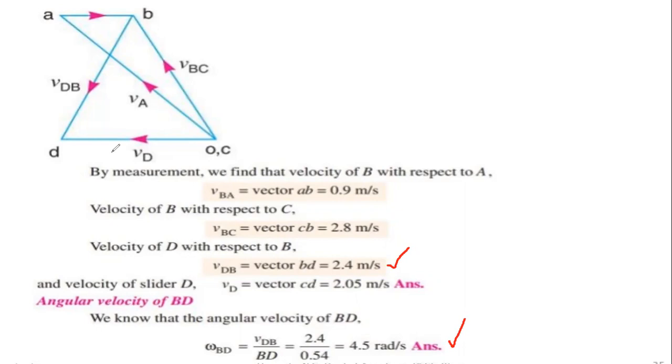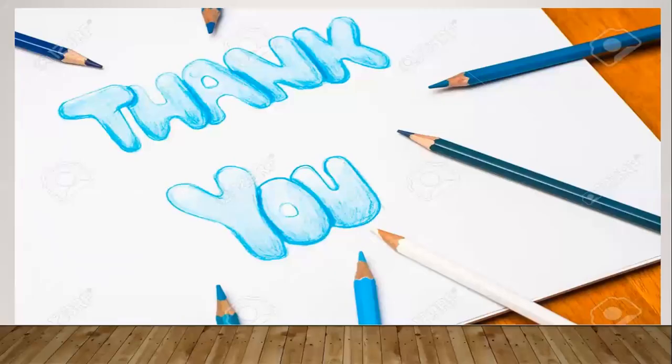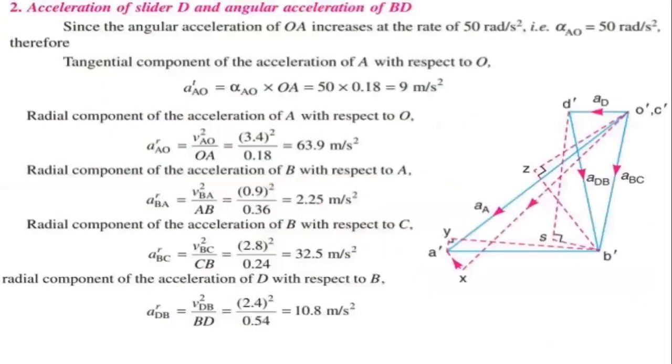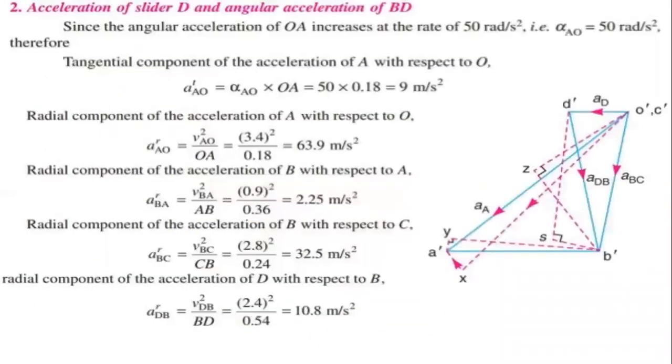So this is the angular velocity of BD. And next we need to find the acceleration of the slider B and the angular acceleration of the slider BD.